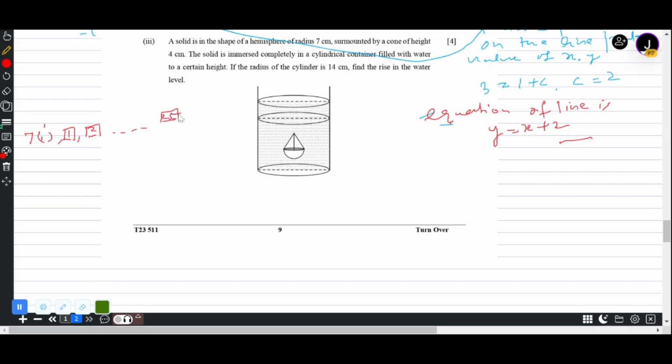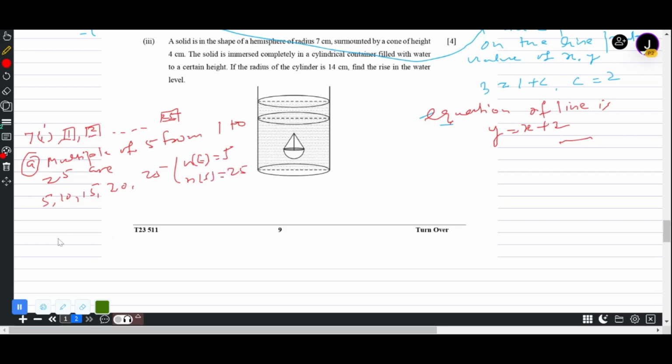Next one is a perfect square. Now see which are perfect squares from 1 to 25. You tell me. I tell you the shortcut for this. The shortcut is, you know the whole numbers 1, 2, 3, 4, 5, 6, 7, 8, 9, 10. You do the square of those numbers. So 1 square is 1, 2 square is 4, 3 square is 9, 4 square is 16, 5 square is 25. And that's it. That's the last card you have up to 25. So how many perfect squares are there? That is 1, 4, 9, 16, 25, which is 5. So the probability is number of favorable events 5, total number of events 25, so 1 by 5. Right?